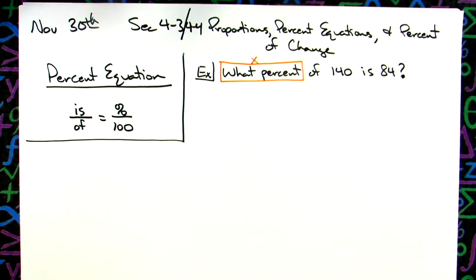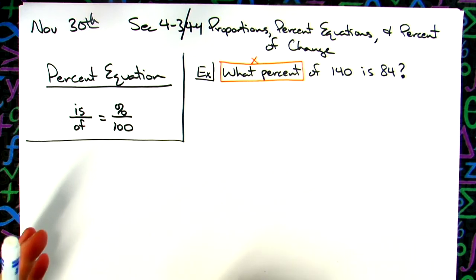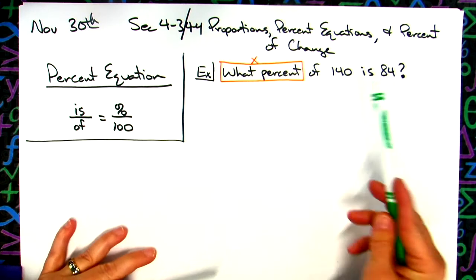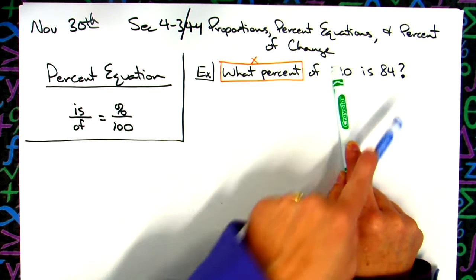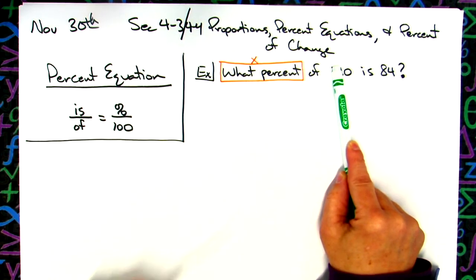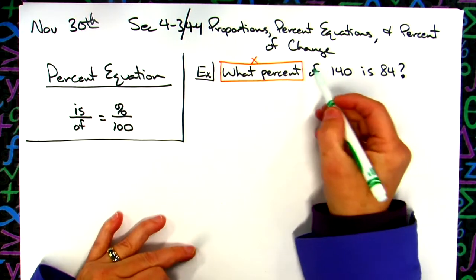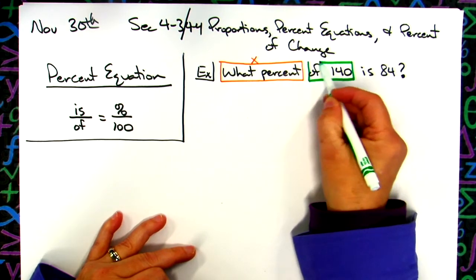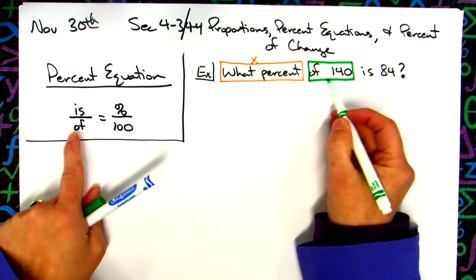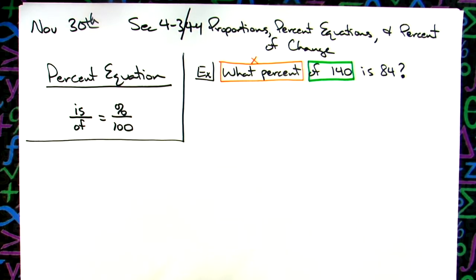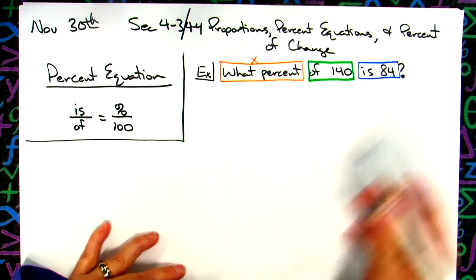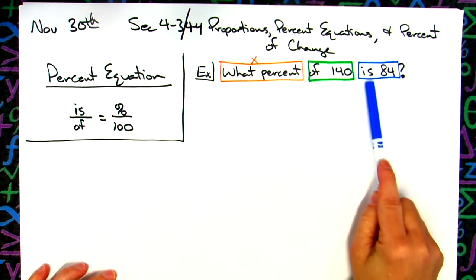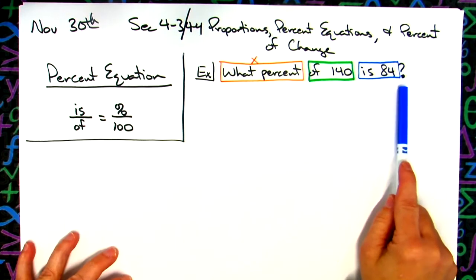Now we're going to go the rest of the way through the sentence, and associate a number with each word, the one that sits next to it. Logically, I don't want to box in 140 as my is word, because then 84 and of would be far away from each other. So going left to right, what percent of 140, that means 140 is substituted in for the of number. Then if I finish reading the sentence, is 84, the 84 is associated with the is. You need to write these sentences down and box the stuff in.